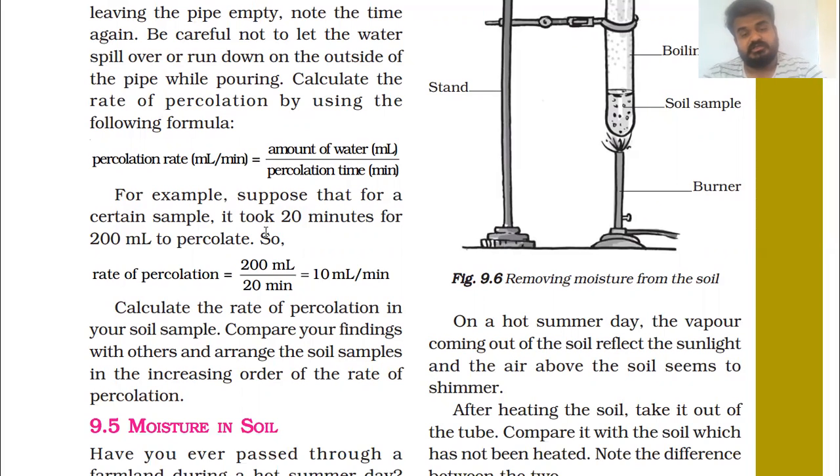Calculate the rate of percolation in your soil sample. Compare your findings with others and arrange the soil samples in the increasing order of rate of percolation. So if you observe, there must be some difference in the percolation order of all three teams, here A, B, and C. It simply depends on the soil nature, we can say.